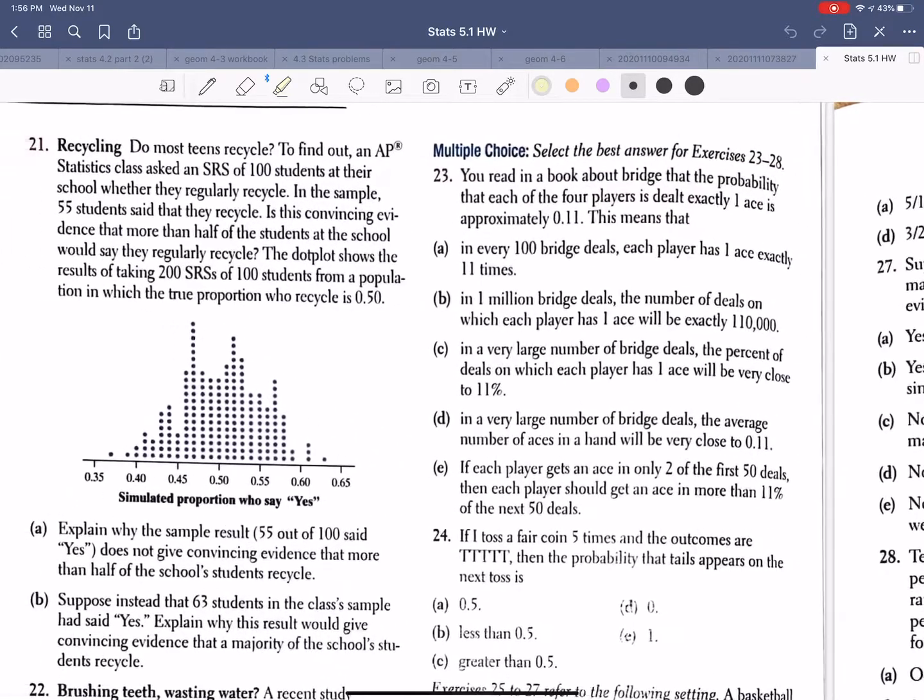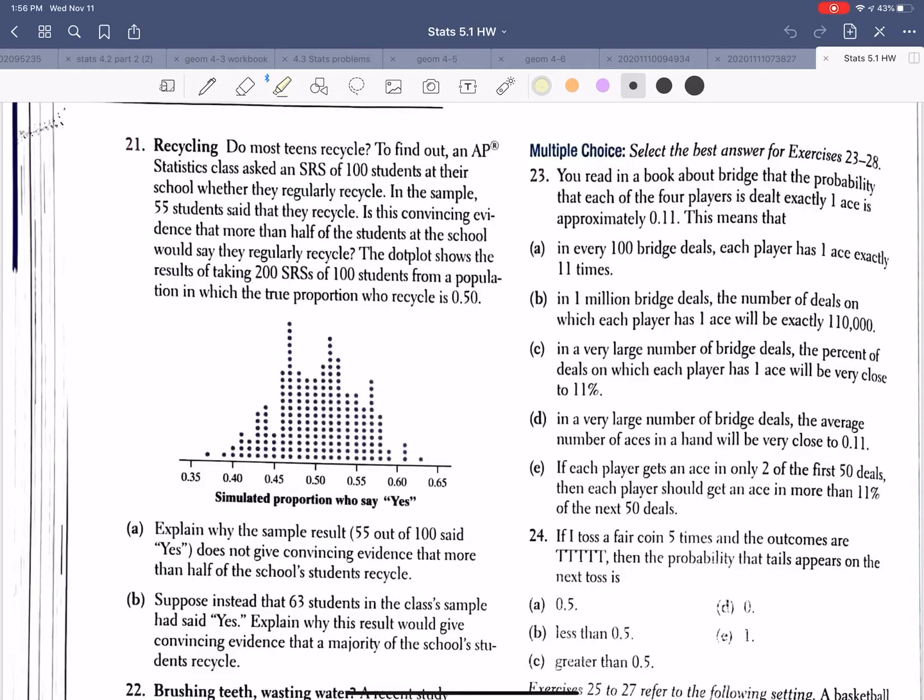It says you read in a book about bridge that the probability of each of the four players being dealt exactly one ace is approximately 0.11. So thinking of the table here, you're playing bridge with four people. They're talking about each person having an ace in their hand, everyone having an ace. That would not be very likely, and so that's why it would happen, let's say 11% of the time, if you played the game many times, right?